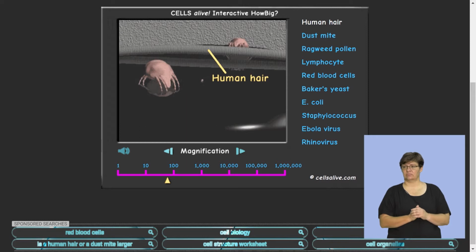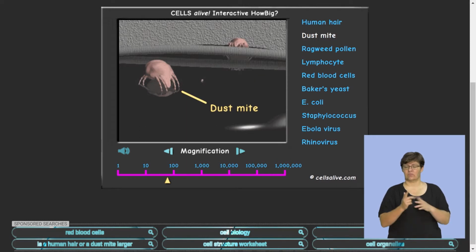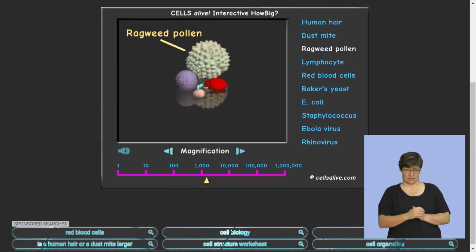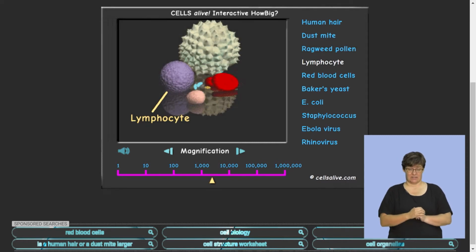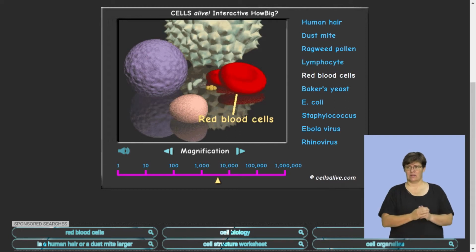Let's look at the size of the human hair in relation to a dust mite, and you will see that now we're looking at probably around 90 micrometers. If we go further down to a pollen grain, you can see the pollen grain now measures around 1,000 micrometers. If we compare that to a lymphocyte, which is a type of blood cell, we can see the resolution becoming even smaller. Compare that to a red blood cell. A red blood cell is much smaller than the lymphocyte.